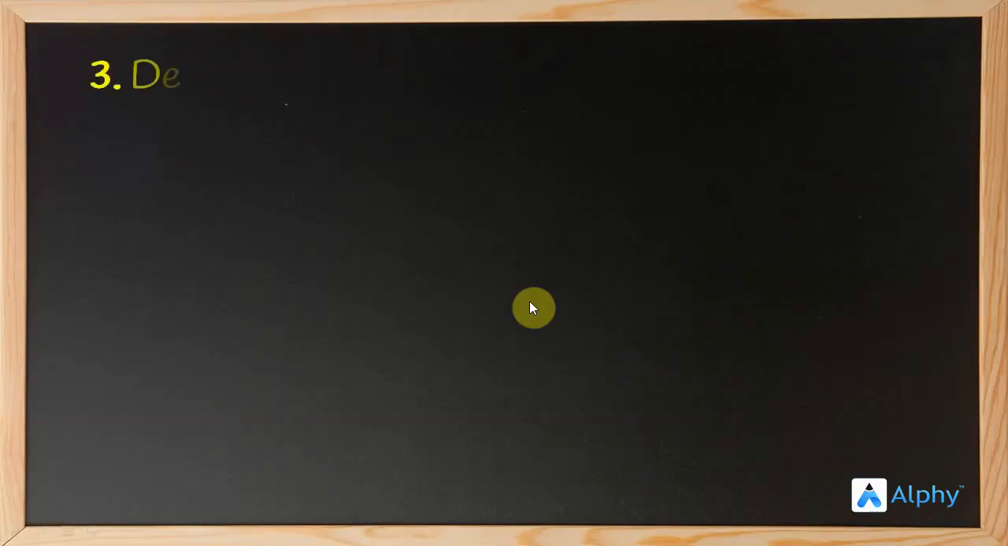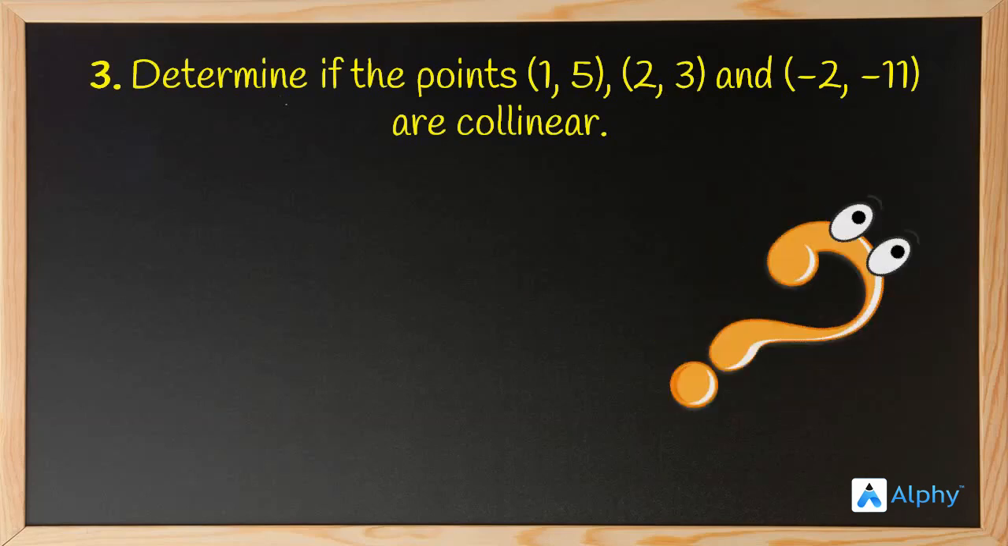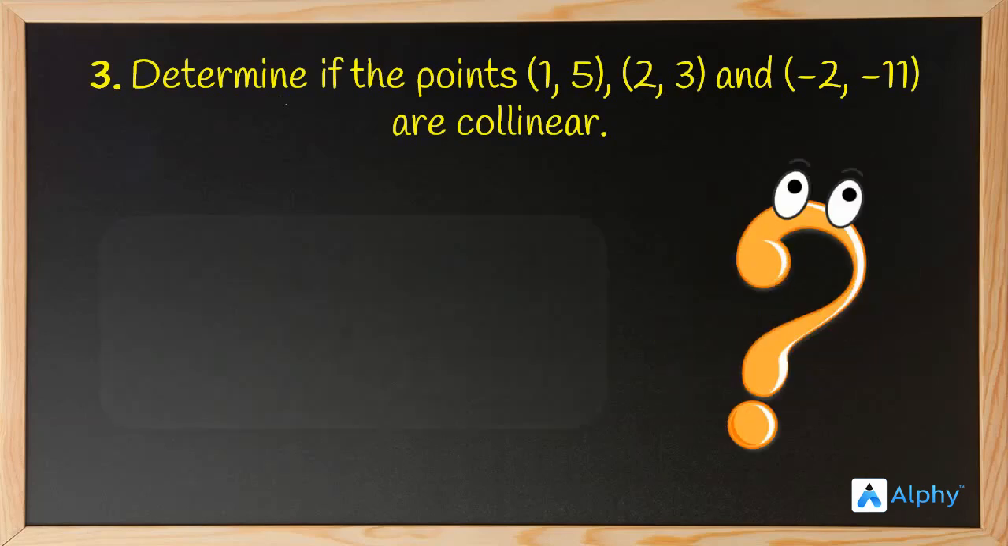Everyone, today we'll be doing question number 3 of chapter 7, coordinate geometry. Determine if the points (1, 5), (2, 3) and (-2, -11) are collinear. Do you remember how we did this question? It was one of the example sums. So, how do we do it?